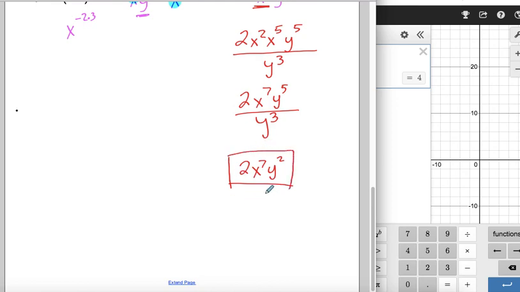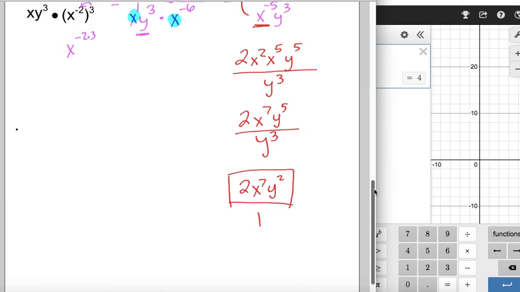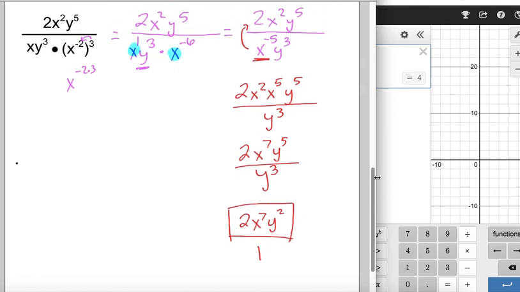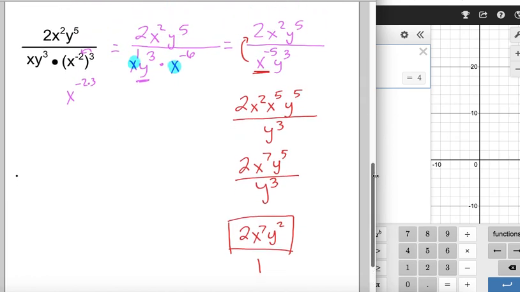And there's nothing left on the bottom. You could put a 1 down there, or you don't have to write it. If everything ends up in the denominator, you definitely need the 1 on top. But if everything is in the numerator, it's like saying 2 over 1. You don't need to say the 1 on the bottom in that case.